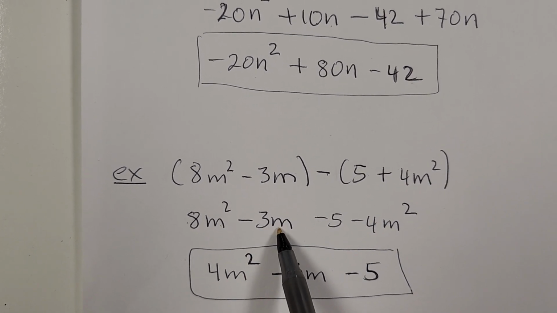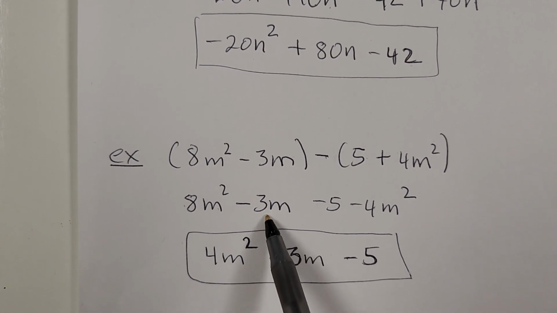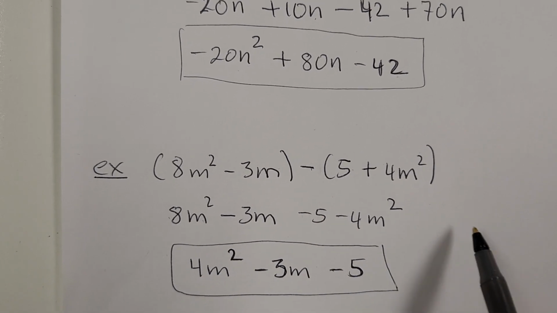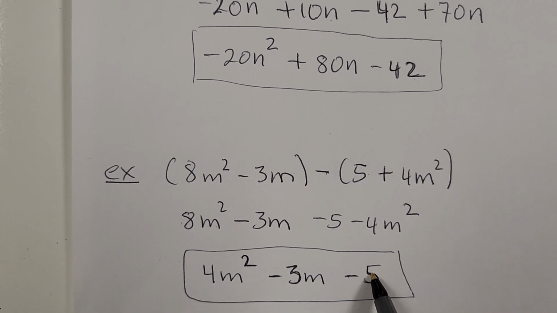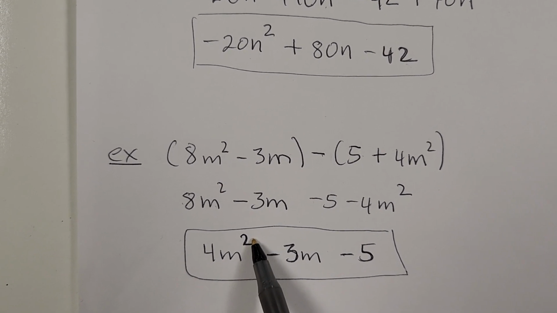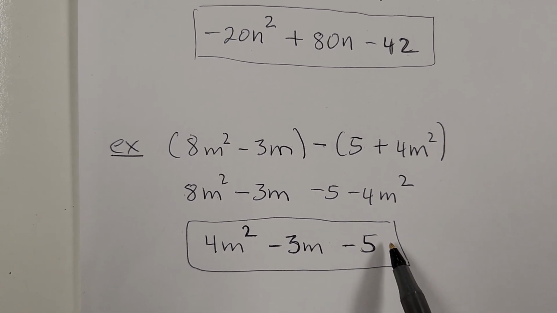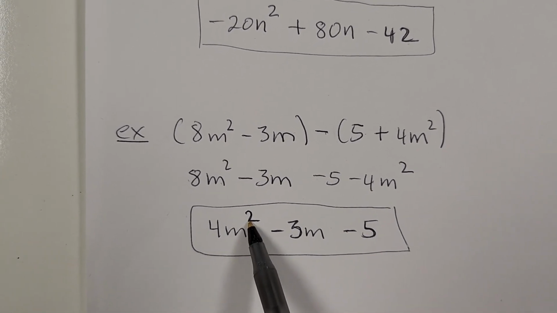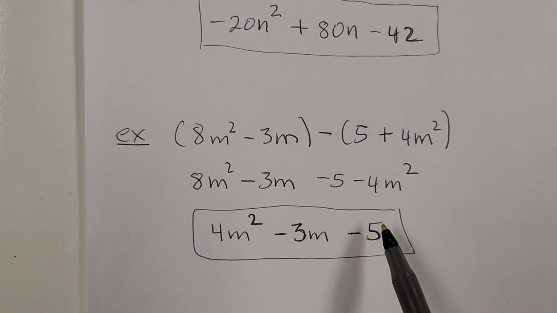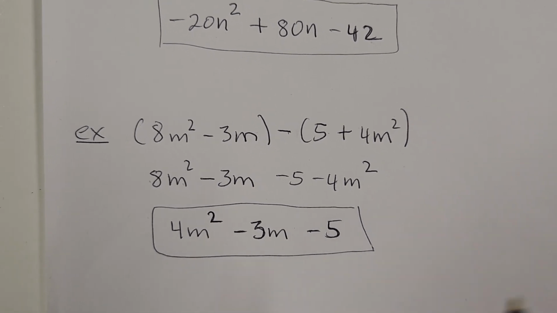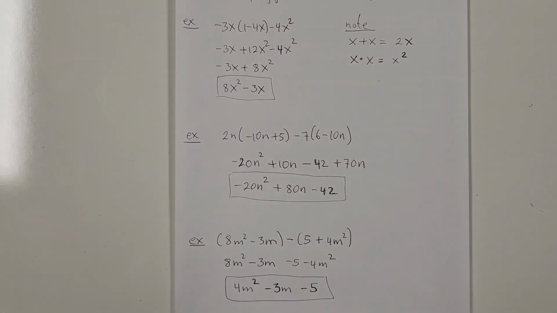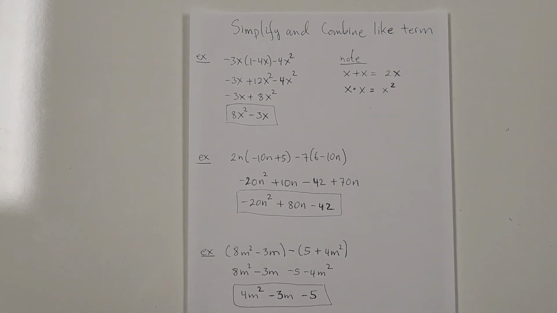Next, there's an m here, but there's no other m, so leave that alone. Same thing here: this number has no letter, but that is the only one, so negative 5 by itself. Again, write your answer from biggest power down to smallest power, down to no letter. So biggest power, which is 2, and then 1, and then no letter. Make sure it is in this format. And this is the lesson for simplifying and combining like terms.